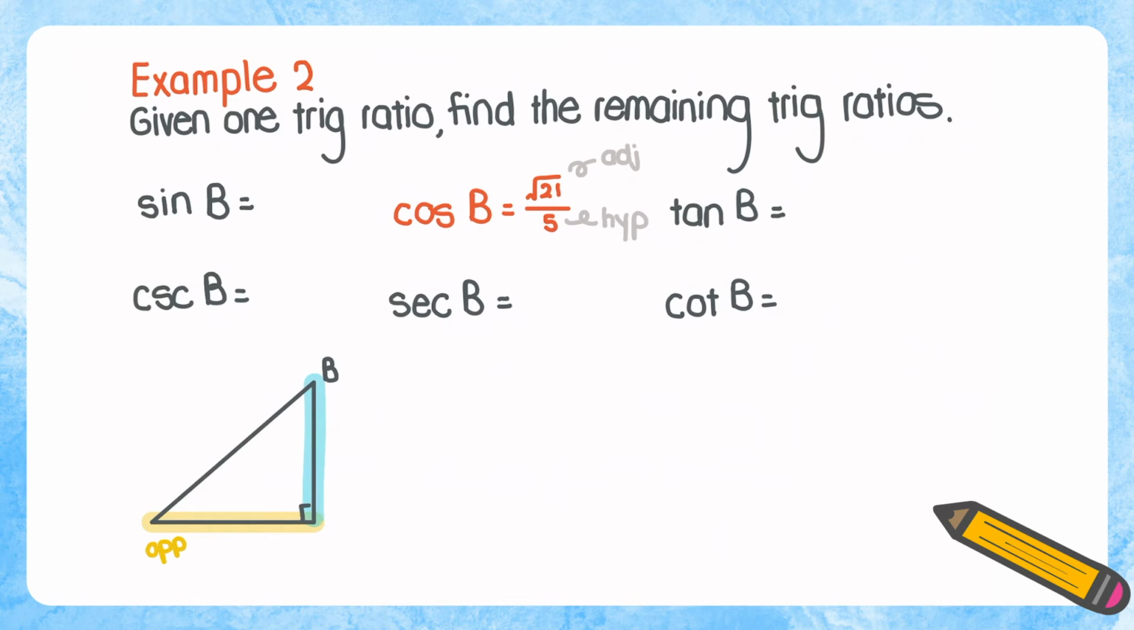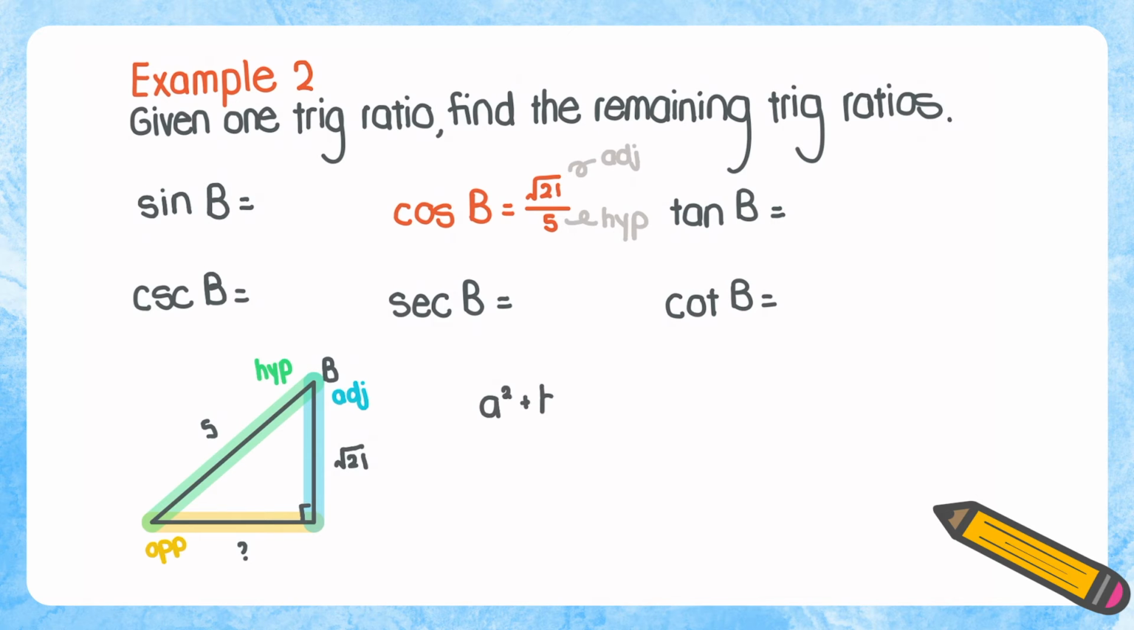We have the adjacent side right next to angle B. And lastly, the hypotenuse. This one is always across from the right angle. We're given that the adjacent side is radical 21 and the hypotenuse is 5. But what about the opposite side? Let's use the Pythagorean theorem to find out.